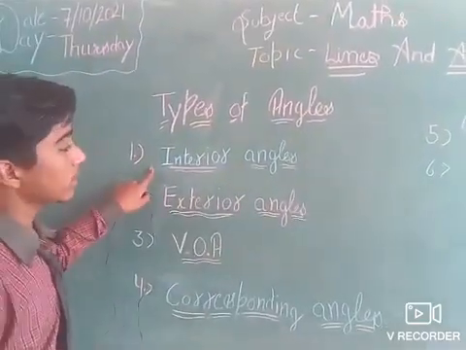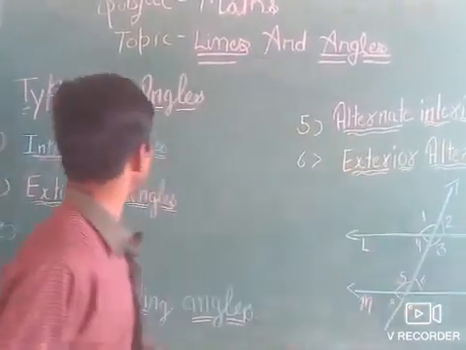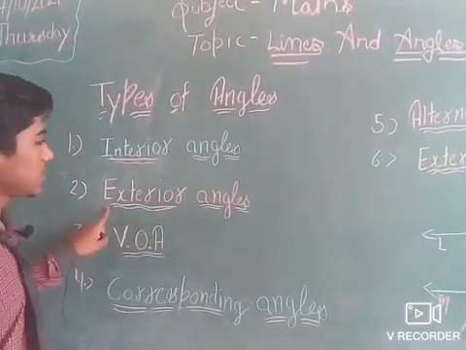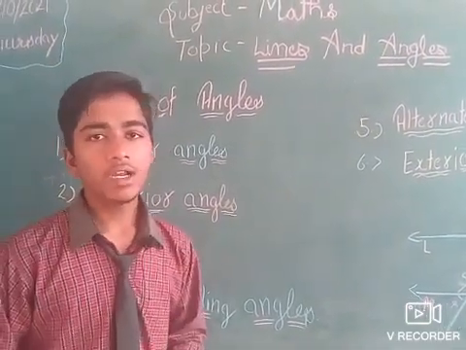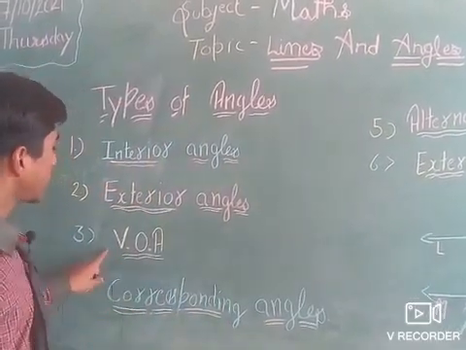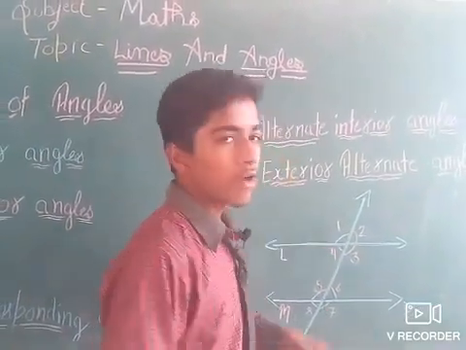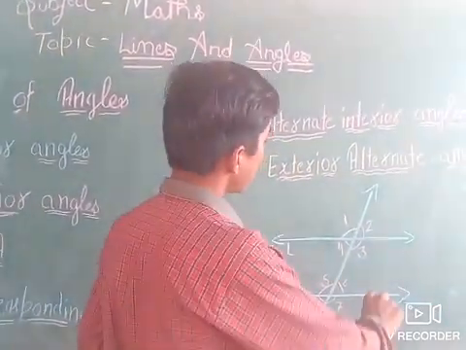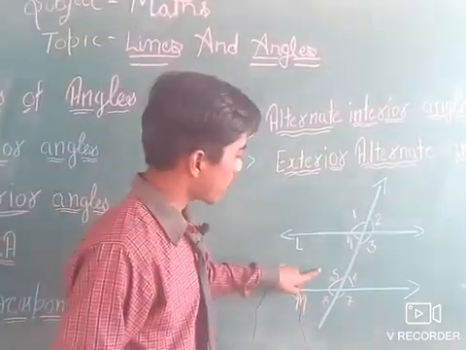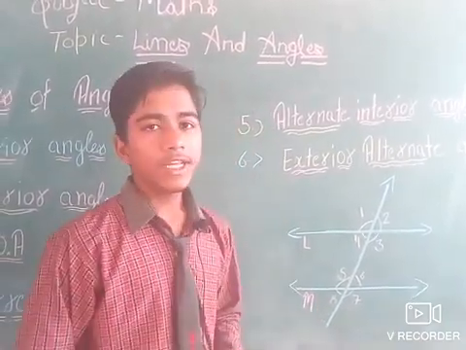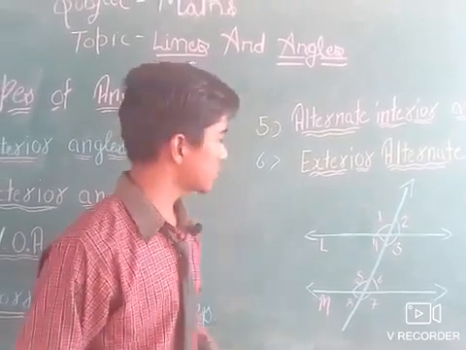Interior angles. Angle 4, angle 3, angle 5 and angle 6 are the interior angles. Now, exterior angles. Angle 1, angle 2, angle 8 and angle 7 are the exterior angles. Vertically opposite angles: 1 and 3 make a pair of vertically opposite angles. 2 and 4 also make a pair. Angle 5 and angle 7 also make vertically opposite angles. Angle 6 and angle 8 also make vertically opposite angles.